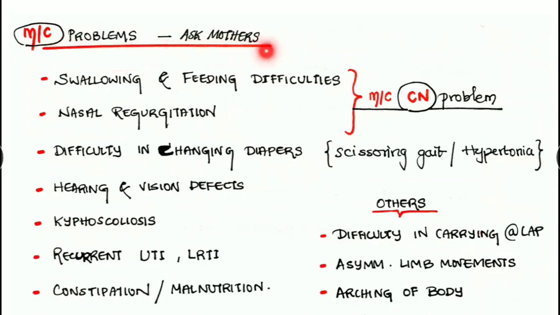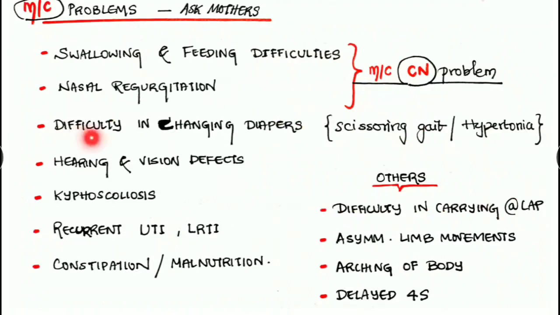And next we have to ask the mothers which are the most common problems. They are usually swallowing and feeding difficulties and nasal regurgitations, which are the most common cranial nerve problems. And these are due to 9th and 10th cranial nerve lesions. And difficulty in changing diapers due to scissoring gait or hypertonia in the lower limbs. There can be hearing and vision defects, kyphoscoliosis, and recurrent urinary tract infections and lower respiratory tract infections like pneumonia. And the child will be having constipation and malnutrition like features.